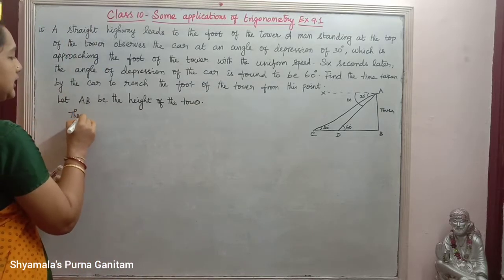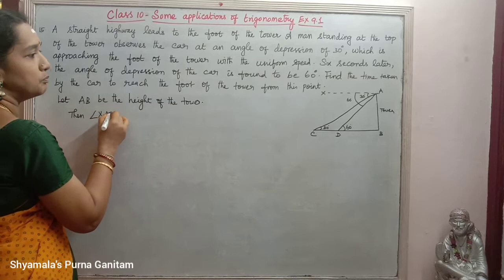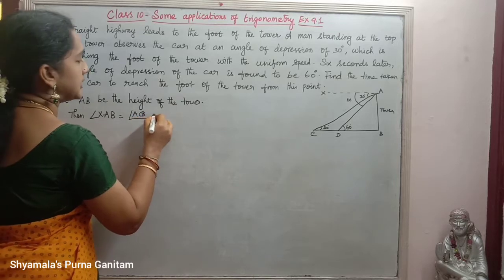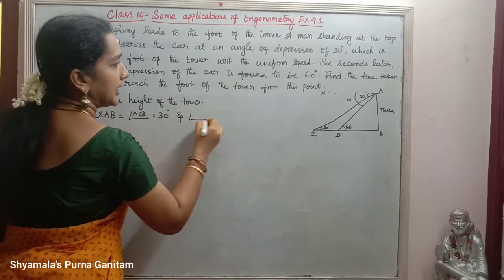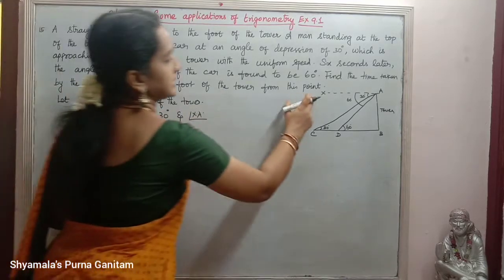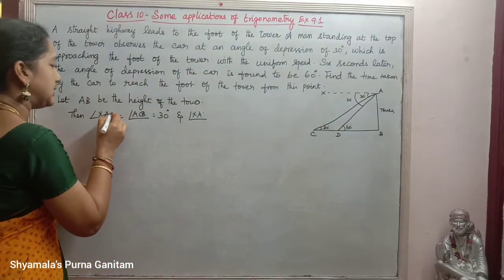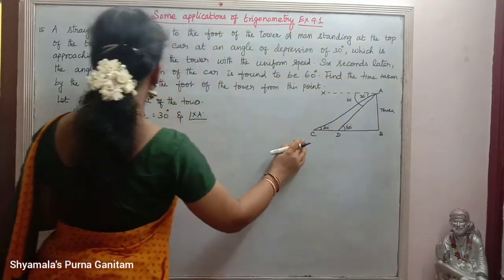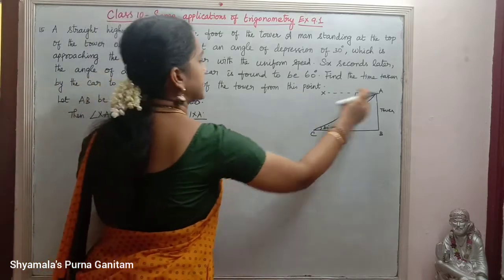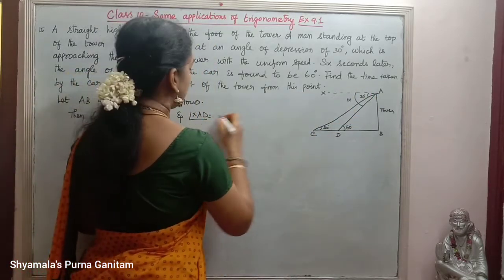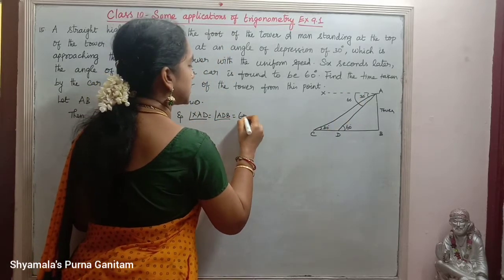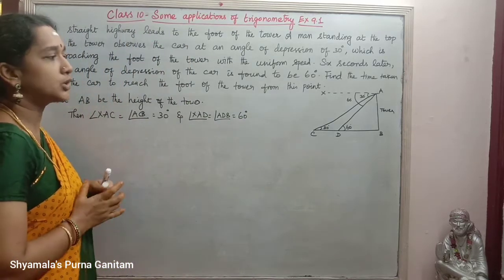Then angle XAC is equal to angle ACB is equal to 30 degrees, and angle XAD is equal to angle ADB is equal to 60 degrees. They are alternate interior angles, so they are equal.